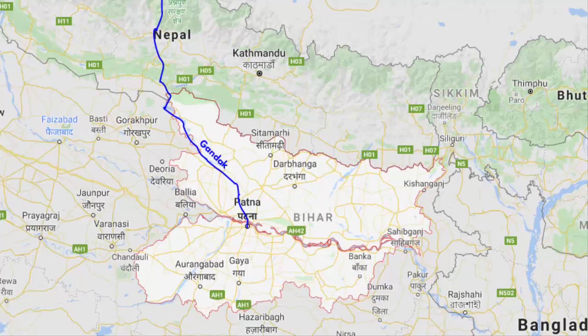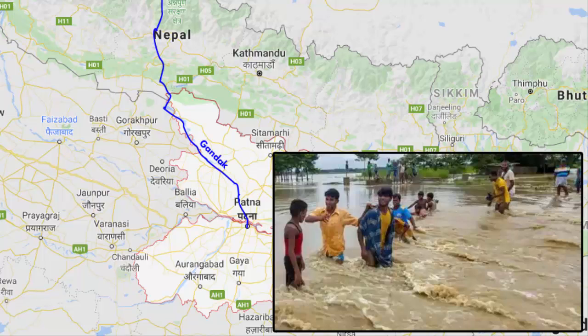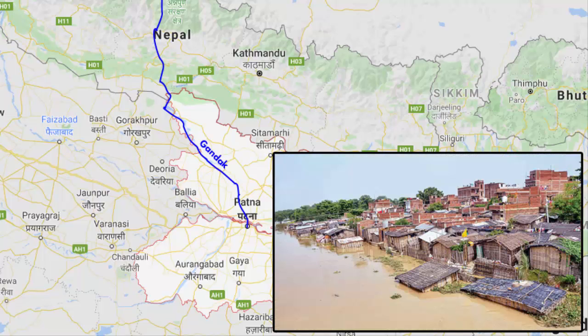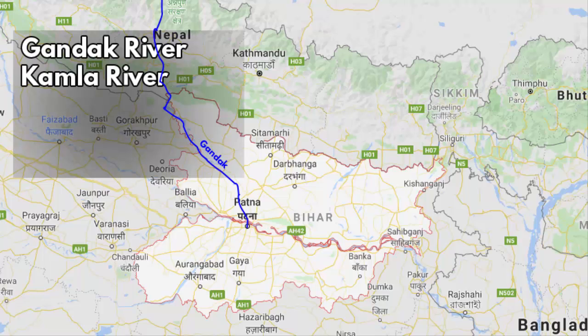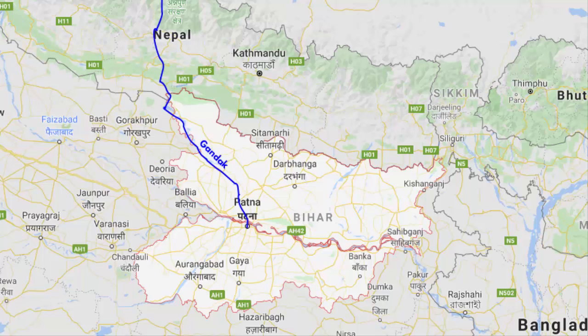Now that you have understood the flowing pattern of Gandak River, many nearby villages are flooded when the Gandak River overflows. Even the meteorological department issued an alert regarding its overflow. The second river is Kamla River. The Kamla River originates from the Churia range near Sindhuli district of Nepal and flows through the Indian state of Bihar. It enters Indian territory in Madhubani district in Bihar. The river continues to flow south and finally joins river Kosi.